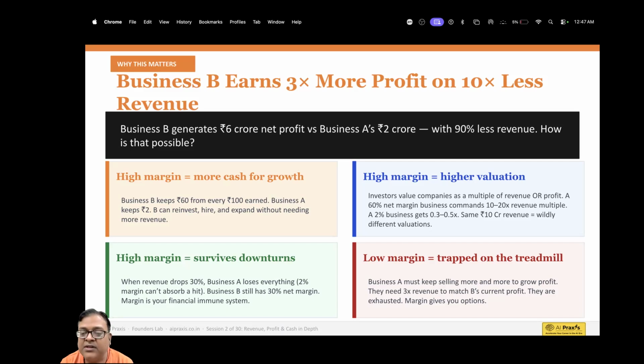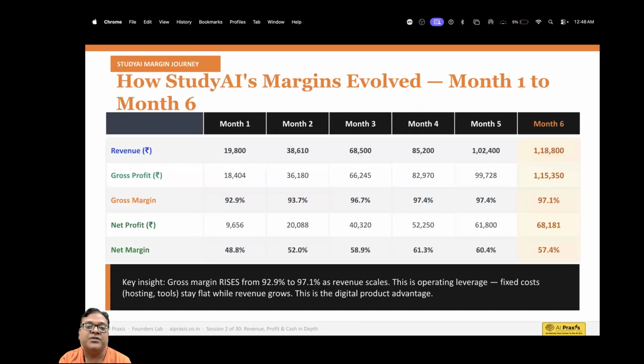Low margin, you're trapped on the treadmill. Business A must keep selling more and more to get profit. They need 3 times revenue to match business B's current profit. They're exhausted. Margin gives you options.